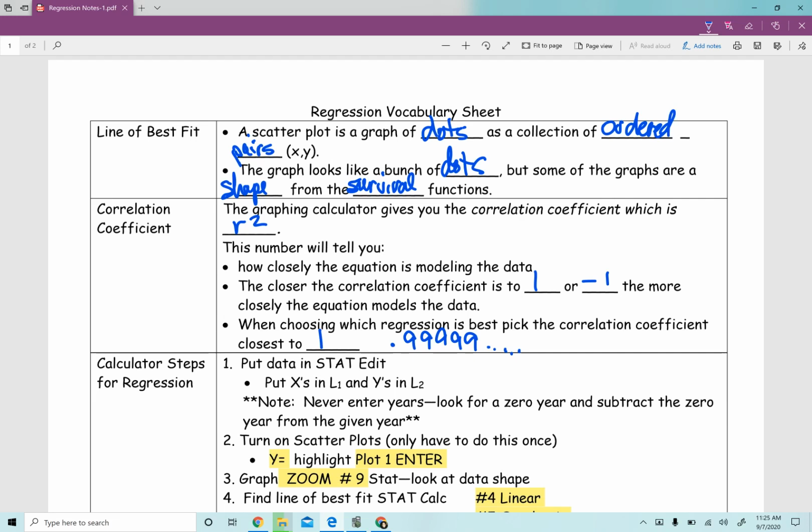The graphing calculator is going to give you the correlation coefficient, which is r squared. This number will tell you how closely the equation is modeling the data. The closer the correlation coefficient is to 1 or -1, the more closely this equation models the data. When choosing regression, it's best to pick the correlation coefficient closest to 1. So 0.99999 is what you want, with some numbers following after it.